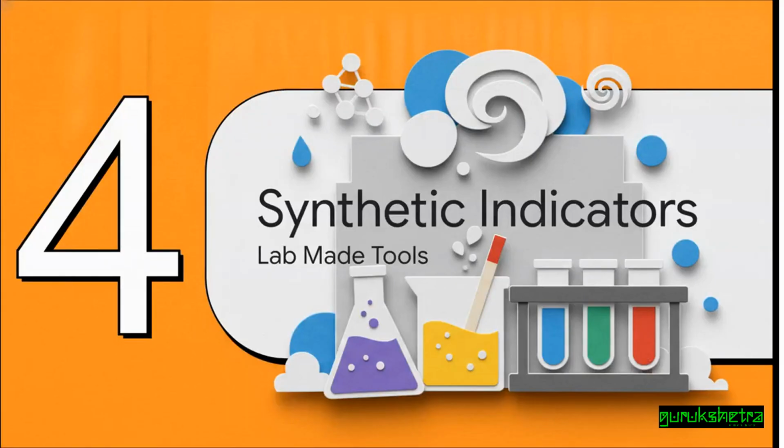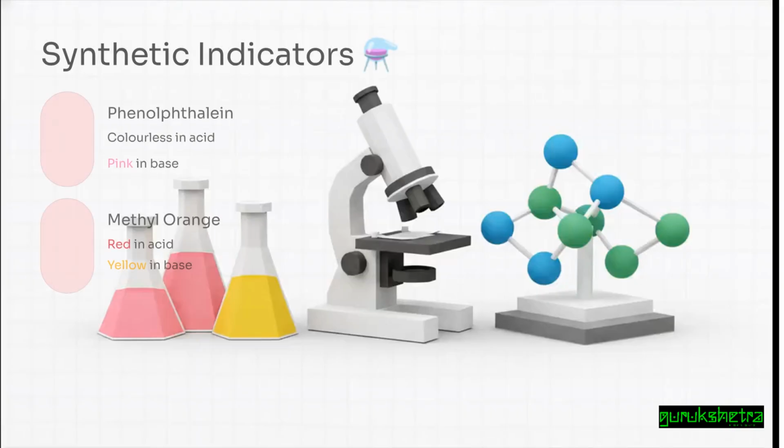Okay, Section 4, Lab-Made, Synthetic Indicators, Formal Laboratory Tools. Let's officially step out of the kitchen now and into the formal laboratory setting. Because unlike the cabbage juice or vanilla extract we just talked about, these indicators are completely man-made. They're synthetic chemical tools created and manufactured specifically in laboratory settings.